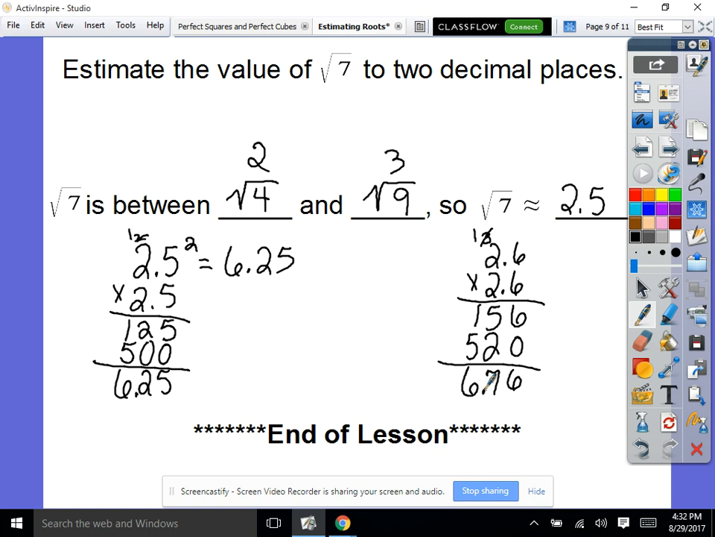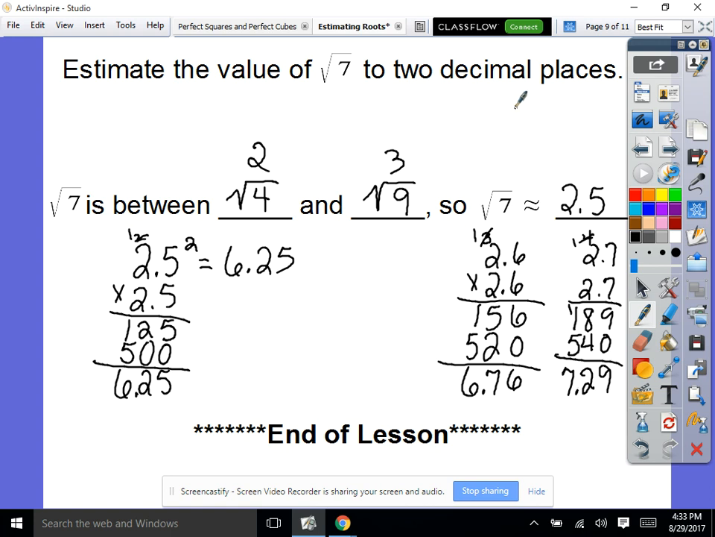Well, let's do 2.7. Seven times 7 is 49. 7 times 2 is 14 plus 4 is 18. Carry down a 0. 2 times 7 is 14. Carry your 1. 2 times 2 is 4 plus 1 is 5. 8 plus 4 is 12. 5 plus 1 plus 1 is 7. So we know that the square root of 7 is somewhere between 2.6 and 2.7.